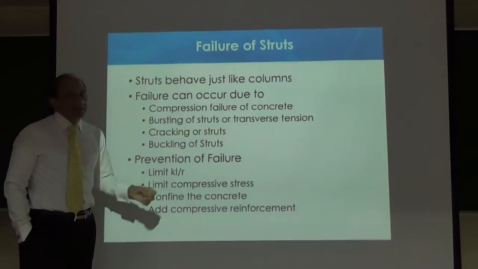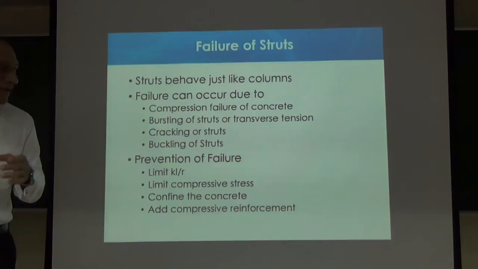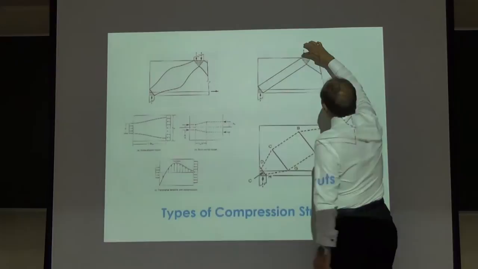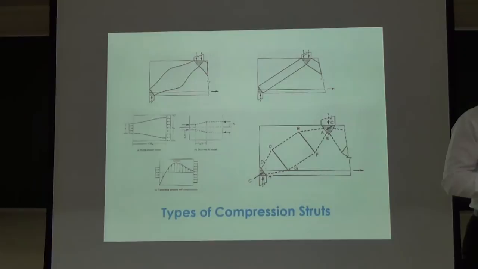almost impossible. And I will tell you why. Because the size of the columns are big enough, they are already designed for compression. And if you go back here, you will see that this column area, which is already designed for compression, this area combined is always going to be more than that, no matter what. So it's impossible for the strut to fail in compression, because the size of the strut is governed by the size of the support. And there are always two struts generally.